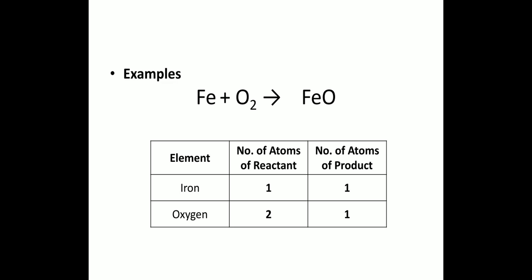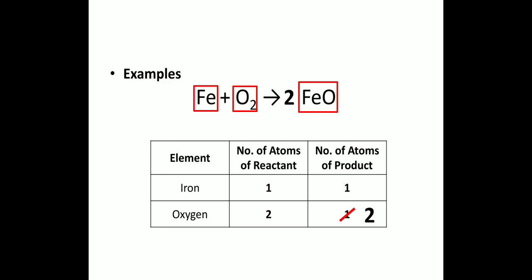Another example: iron reacts with oxygen to form iron oxide. Elements are iron and oxygen. The number of atoms on the reactant side: iron 1, oxygen 2. The number of atoms on the product side: iron 1, oxygen 1. So it is an unbalanced chemical equation. First we draw a box around the molecules and atoms. In the second step, count the number of oxygen on the reactant side, 2, product side it is 1. So for balancing oxygen, we put 2 on the product side. Now the number of atoms of oxygen becomes 2.